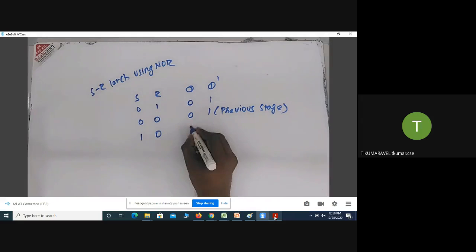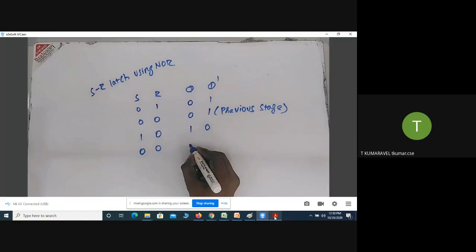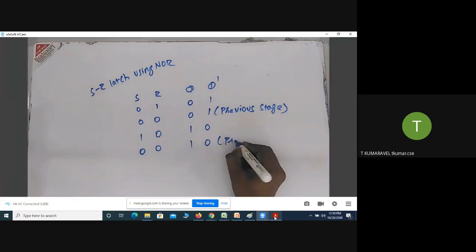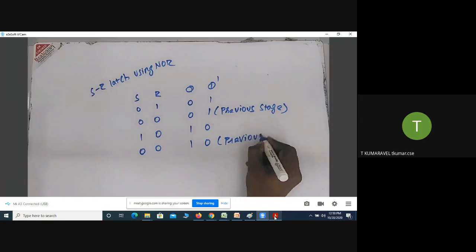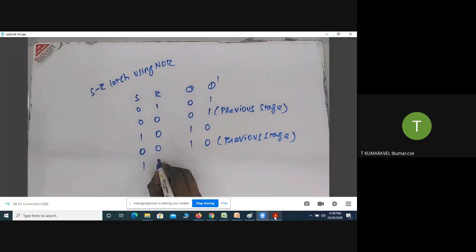If I do that, what happens? It produces the output 1 0. Next, for 0 0, it produces the previous state as the output. Next, when my input combination is 1 1, the output is 0.